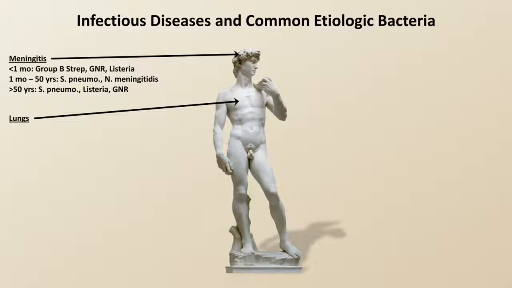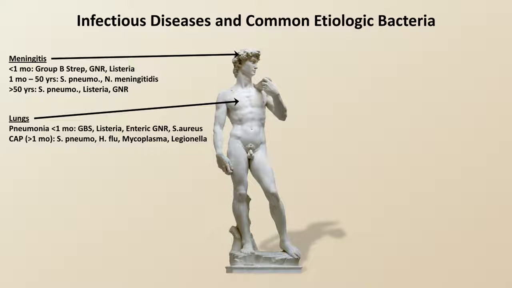In the lungs, there are many different types of infections. Pneumonia under 1 month is often caused by group B strep, listeria, enteric gram-negative rods, and Staph aureus. Community-acquired pneumonia after 1 month is strep pneumo, H. flu, mycoplasma, and Legionella. Healthcare-associated pneumonia is caused by the same organisms as community-acquired pneumonia, plus Staph aureus, enteric gram-negatives, and Pseudomonas. Ventilator-associated and hospital-acquired pneumonias are caused by the above, plus the dreaded Stenotrophomonas and Acinetobacter.